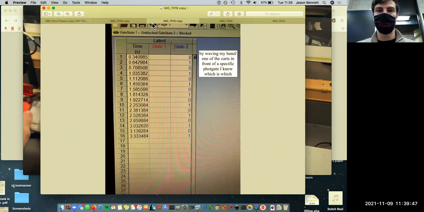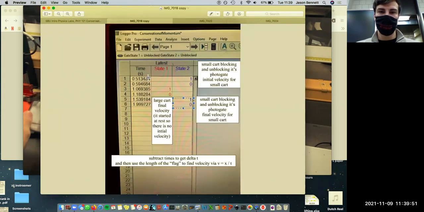So you just have to do that as you're moving along. So what does this say? This tells me that this is the time that the cart started, the flag started to block the laser. And the next time below it is the time that it stopped blocking the laser.